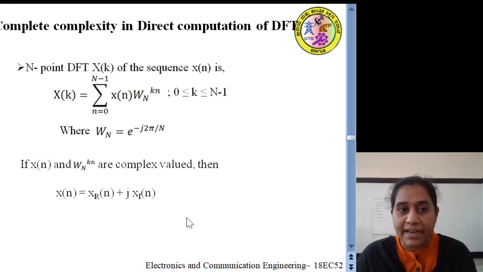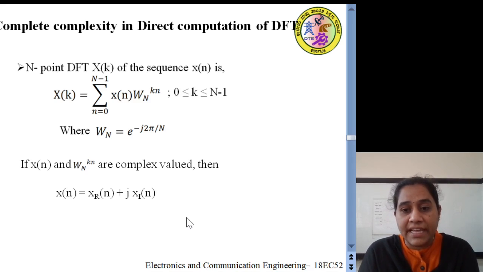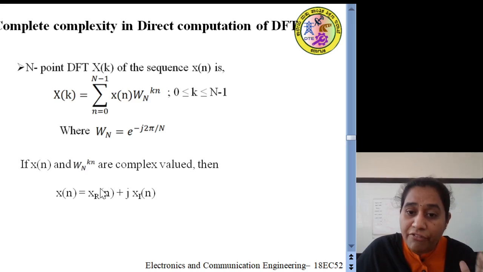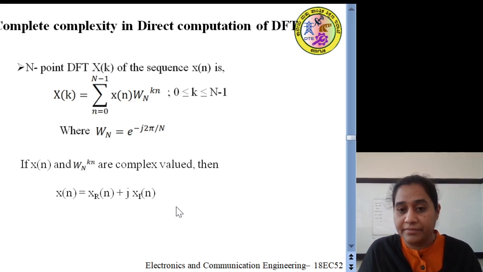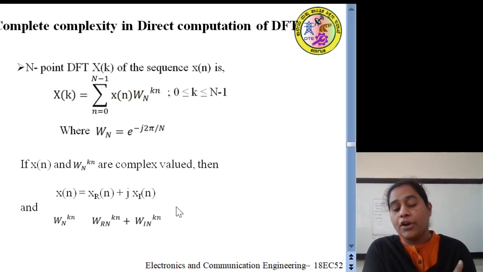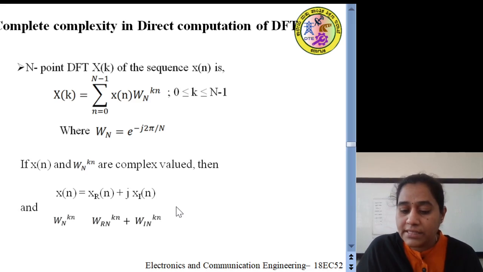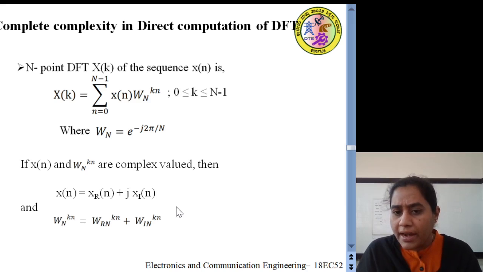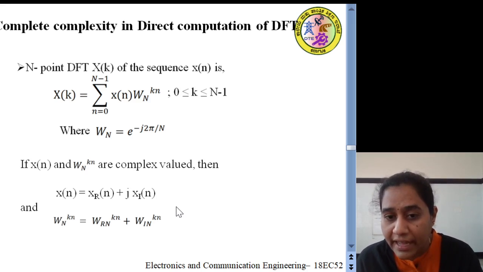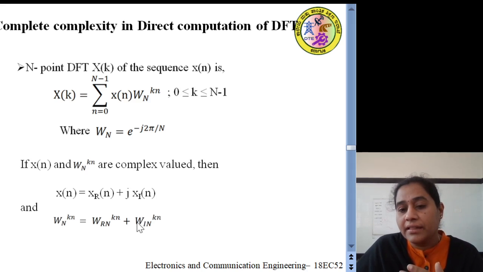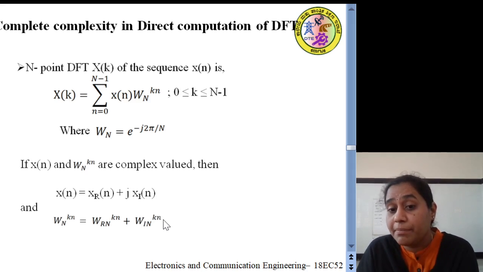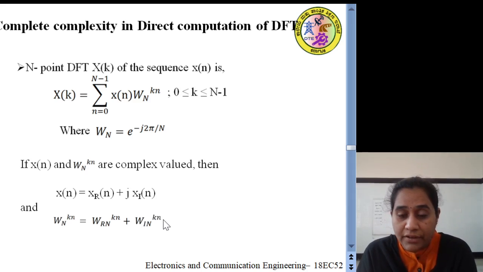So x of n can be written as x r of n plus j times x i of n. Here you can observe x r of n represents the real part of x of n, and x i of n represents the imaginary part of x of n. Similarly, our twiddle factor W N raised to the power of kn is equal to W r N raised to the power of kn plus j times W i N raised to the power of kn. So, this W r N raised to the power of kn represents the real part of the twiddle factor, and this W i N raised to the power of kn represents the imaginary part of the twiddle factor. That constitutes our W N raised to the power of kn.